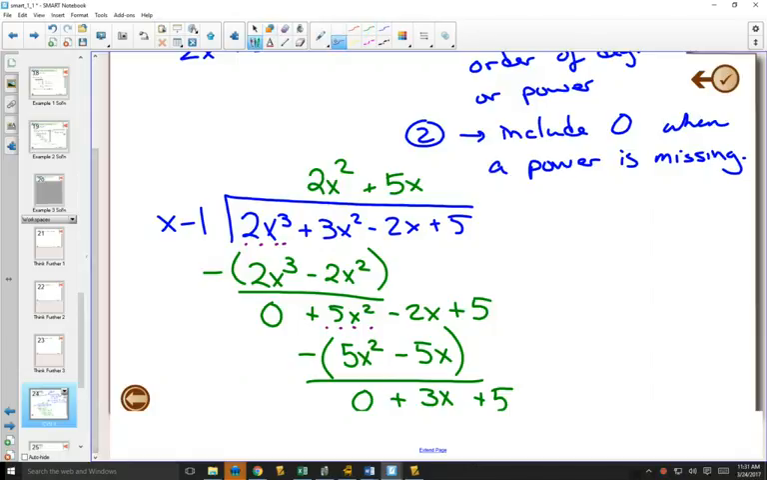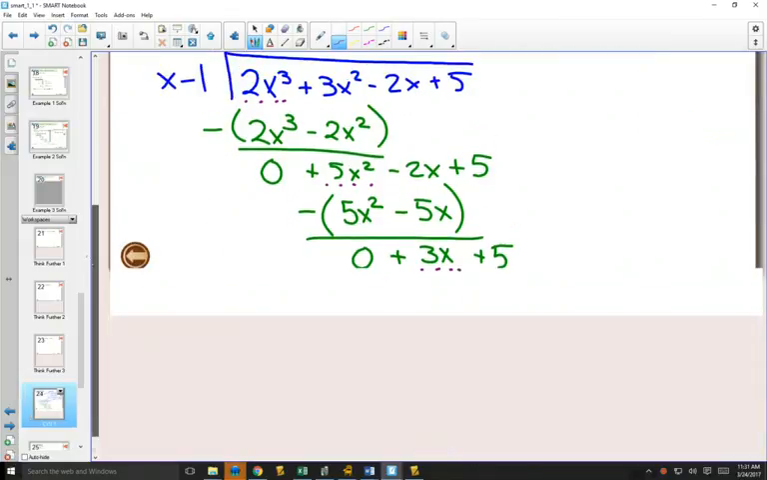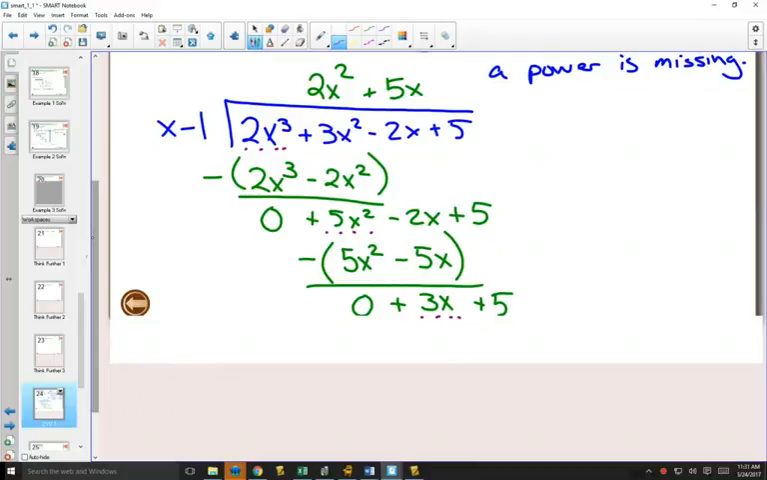Underdot line your 3x. What would I have to multiply x minus 1 by to get a 3x? Plus 3. 3 times x, 3x. Perfect. 3 times the minus 1, minus 3. Subtract.